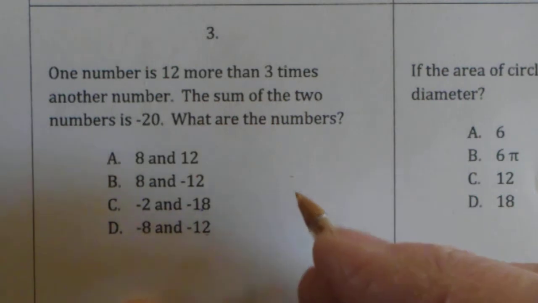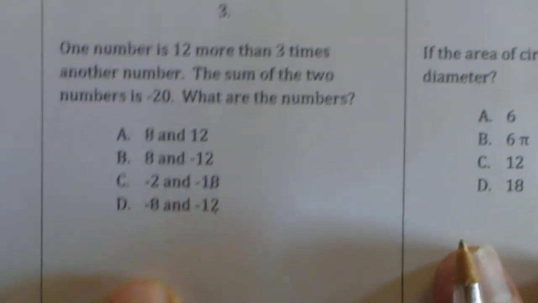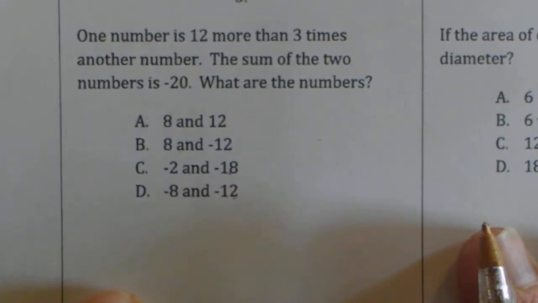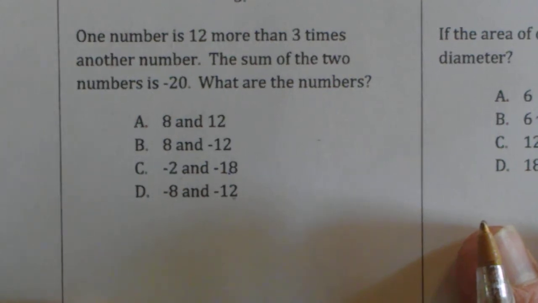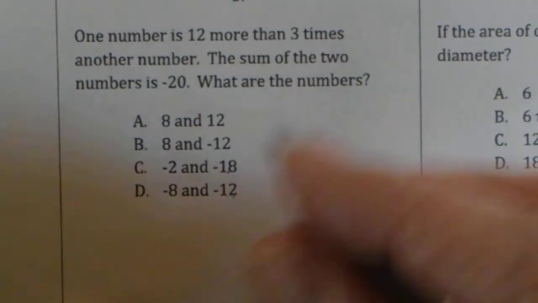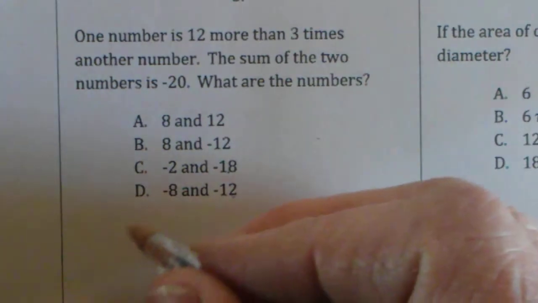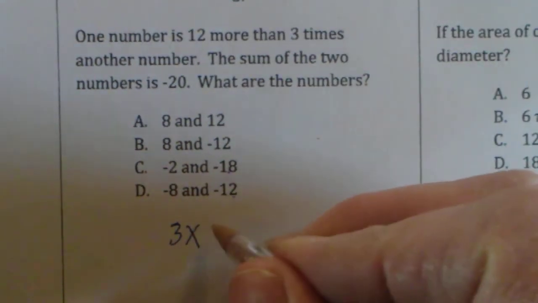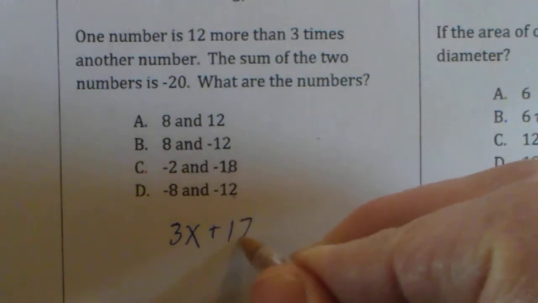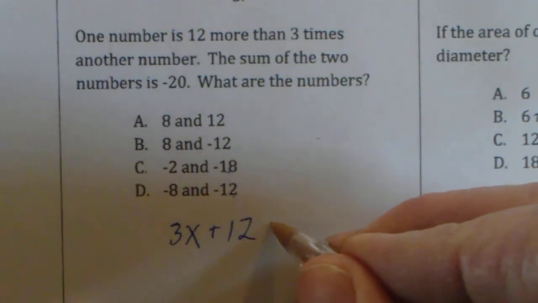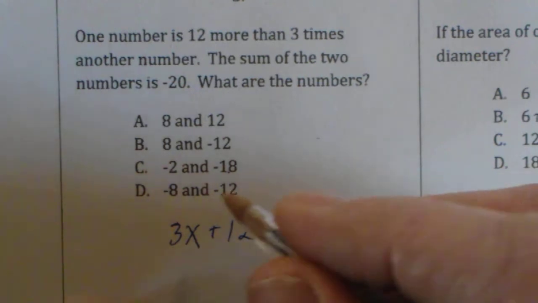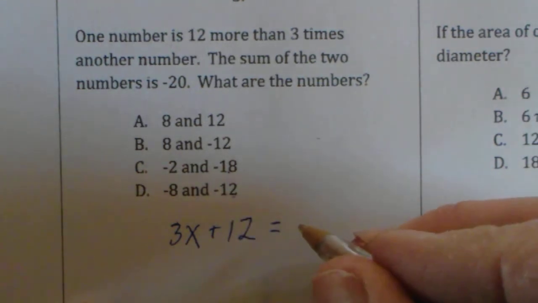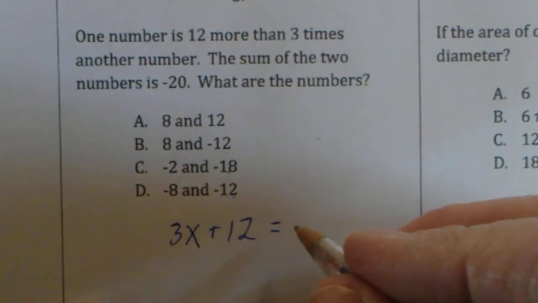Okay, let's say I wanted to do it the mathematical way. Okay, one number is 12 more than 3 times the other number. So we're going to say the other number is x. That's the other number. So 3 times x plus 12 is equal to one number.